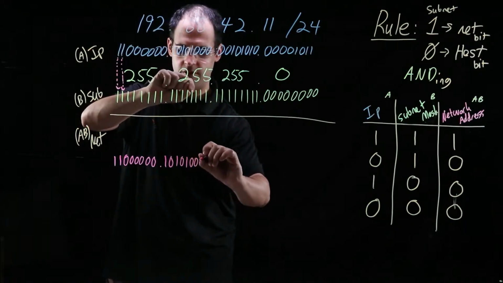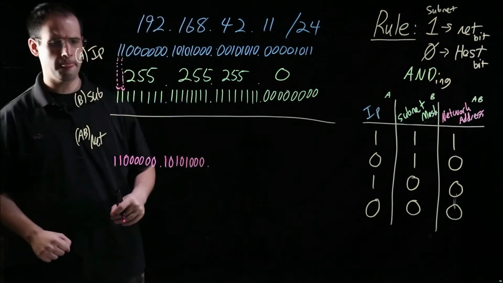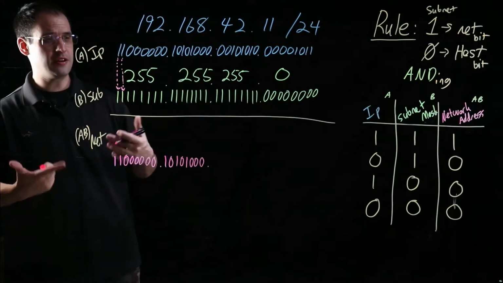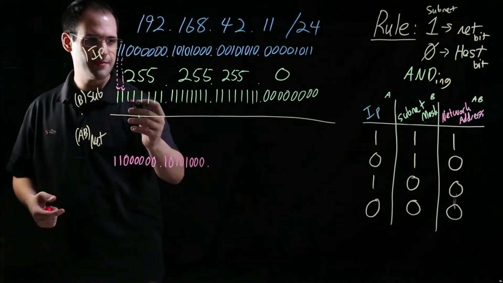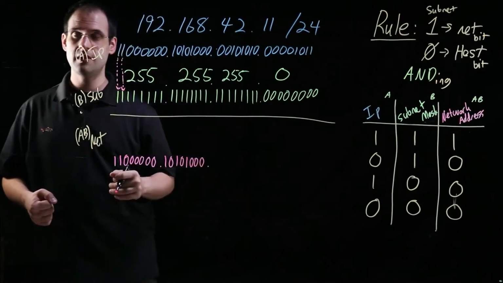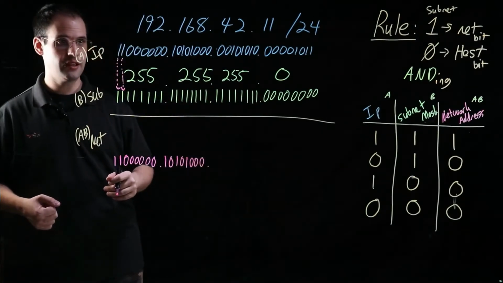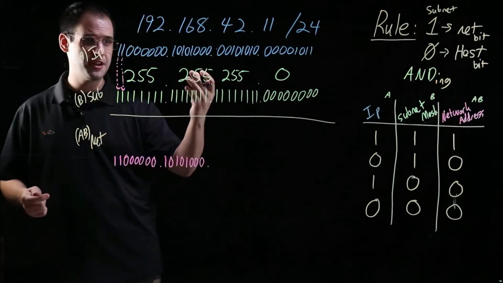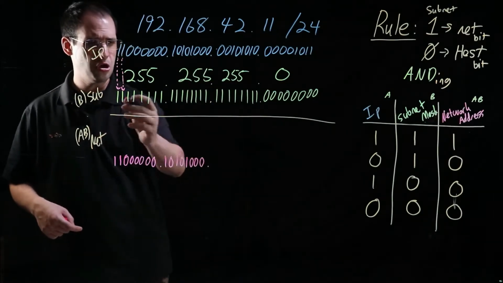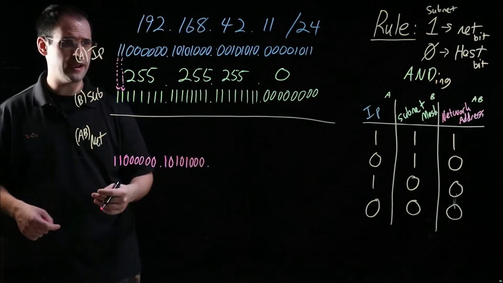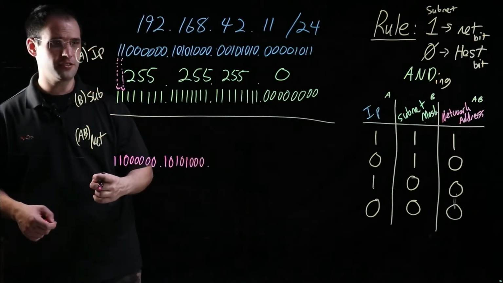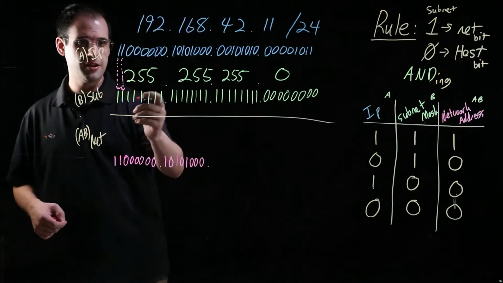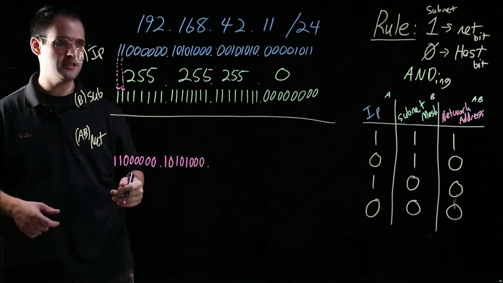1, 2. You can start to see the pattern here. Do I really need to keep going? You can start to see the pattern where anytime you have a 1 in your subnet mask and you have a 1 in your IP address, your output is going to be a 1. Any other combination is always going to be a 0. So as long as we have 1s in our subnet mask, it's plain and easy to see that it's going to be a copy of what you have in the IP address.